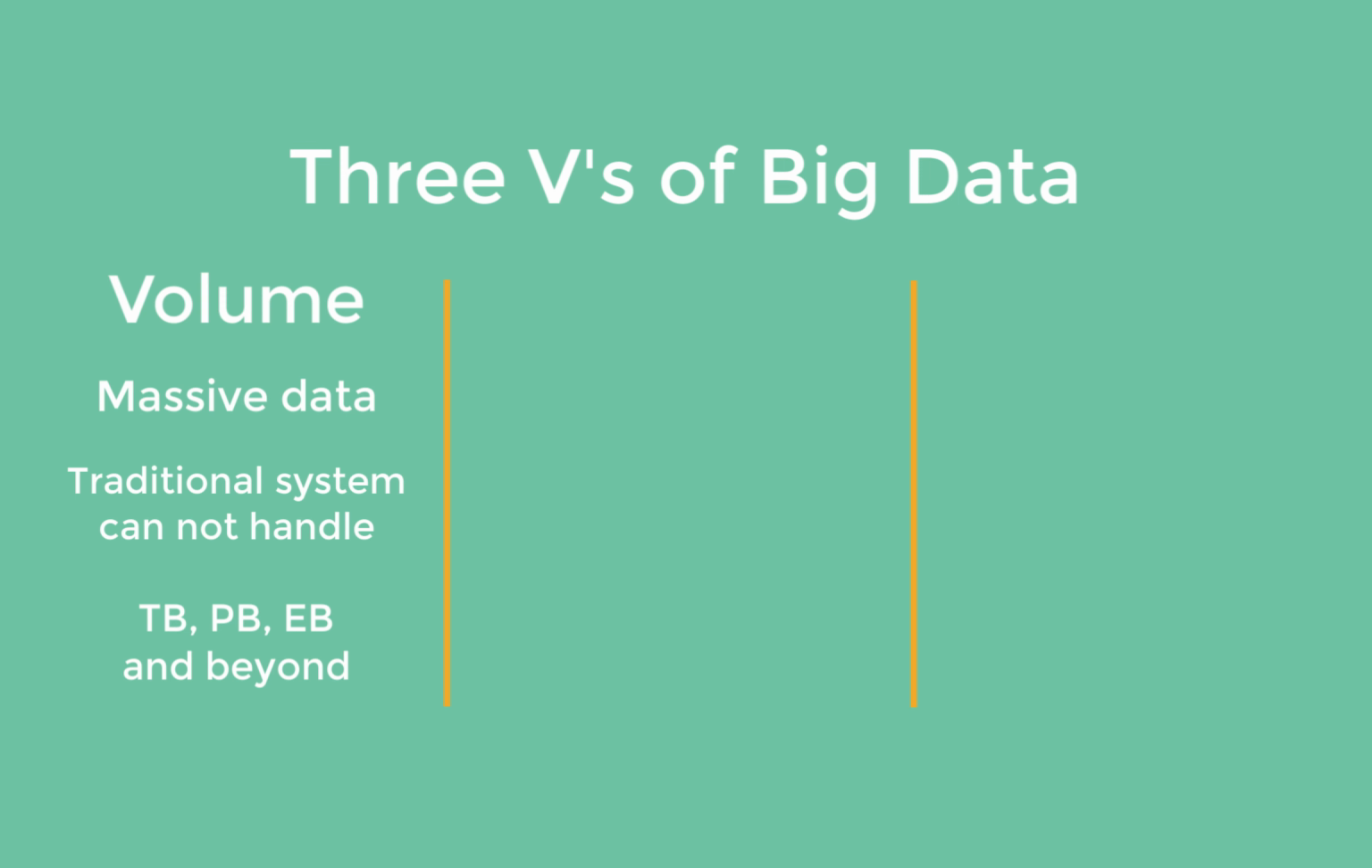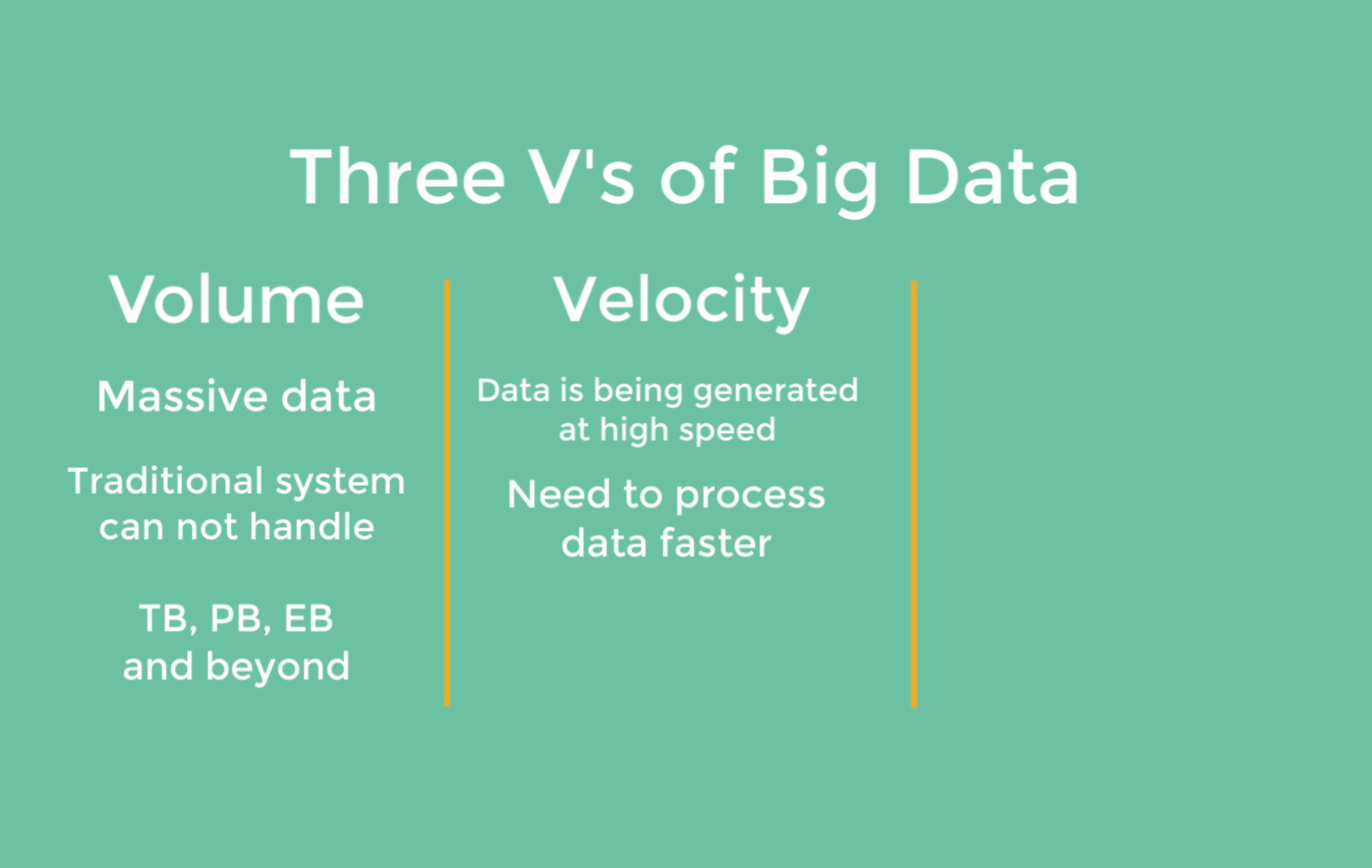Okay, then another one we have is velocity. Big data is generated and needs to be processed at high speed, and with the rise of real-time data sources such as social media, sensor data, and transaction logs, there is a need to capture, process, and analyze data in near real time or even real time. So if the data is generated faster, then it needs to be processed faster as well. Correct? Otherwise there will not be any relevance to that data if we are not processing it in a timely manner.